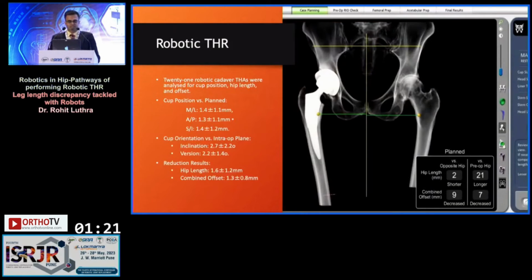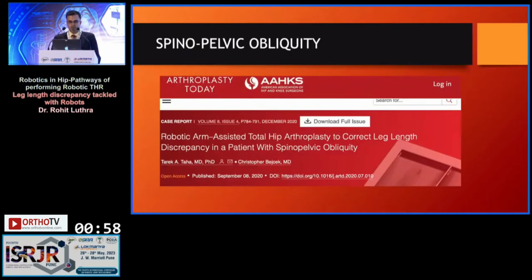There are various studies which say that if you're doing a robotic THR, the discrepancy in cup position, in ML, AP and superior-inferior, is within 1 millimeter, and the cup orientation also is very good, and the limb length is not more than 1.6. This is a cadaveric study done on 21 patients in which the limb length was not more than 1.6 millimeters. So coming down to that millimeter is very good.